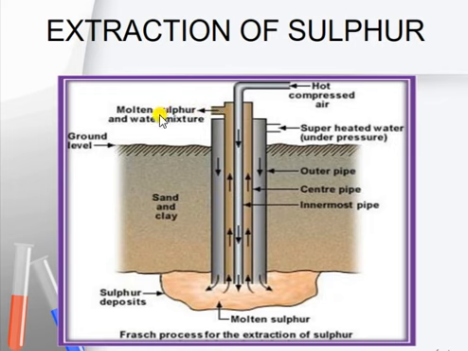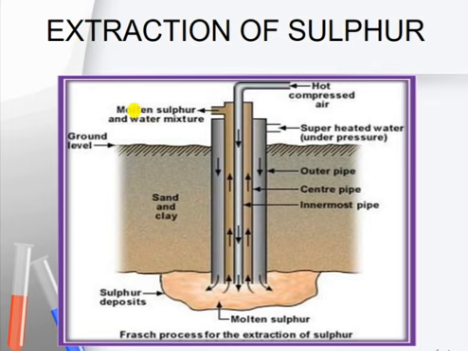The mixture of the molten sulfur and water is collected in a large tank where it solidifies on cooling and can be separated from water. The sulfur obtained after separation is about 99.5% pure.